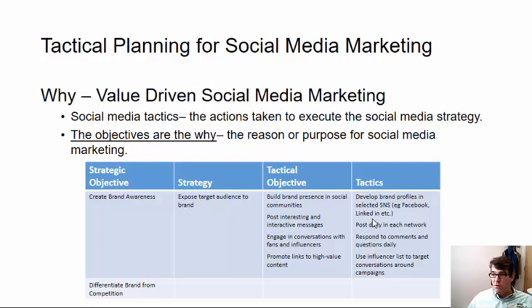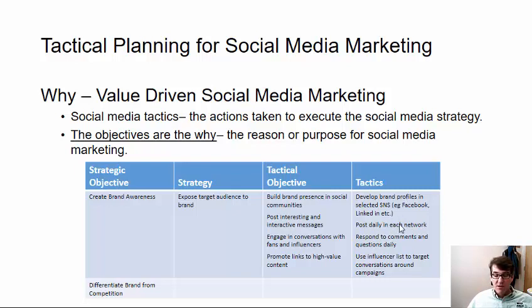Now this, in my opinion, is where the rubber really hits the road. Right here we look at the tactics. This is what we do to achieve the strategic objectives of what we're trying to accomplish. Develop brand profiles in select social network sites, for example Facebook or LinkedIn. So you're going to go and actually put them up and develop the brand networks that were there. Post daily in each network.